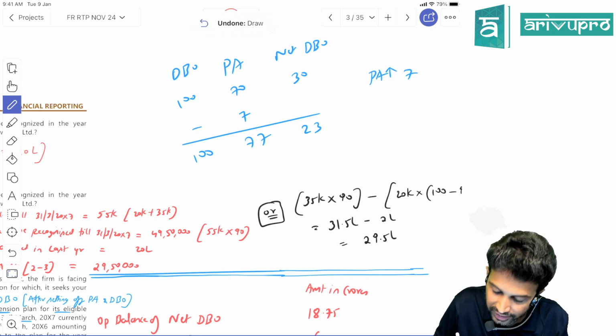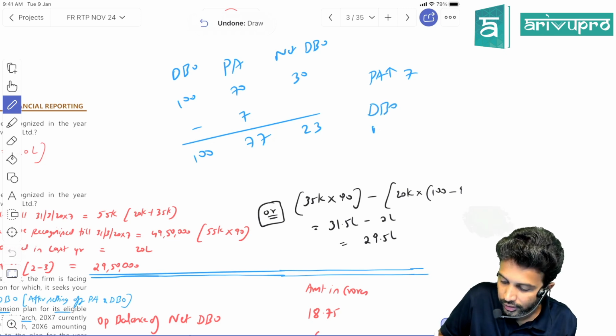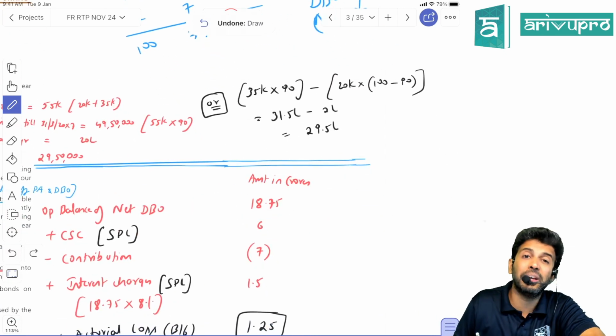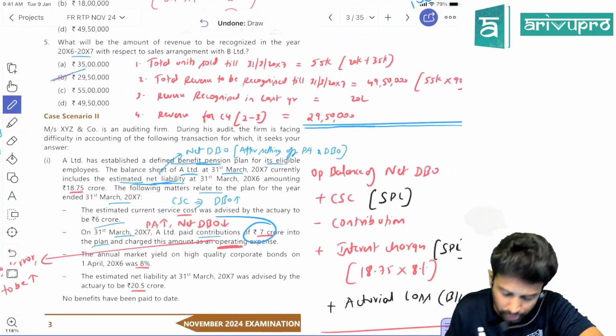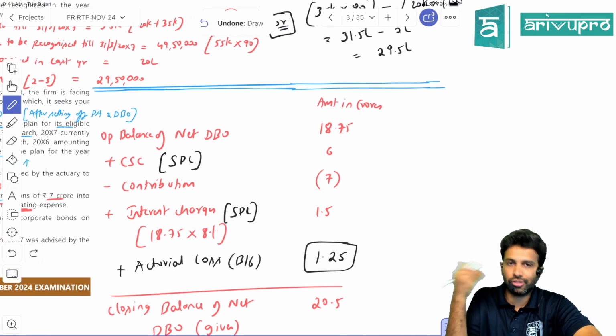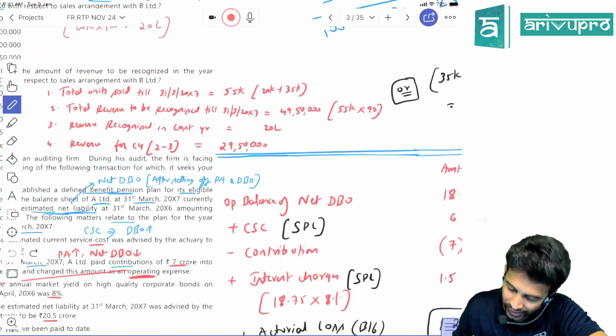But what happened to your net DBO? Net DBO from 30 it became 23. So net DBO, the net effect will reduce. That's what I've written here. And in this problem, they've given net DBO. So what should we do for this contribution? This contribution we need to reduce, right? Less contribution, 7 crore. Because due to this, plan asset will increase and net DBO will reduce. That is the reason.